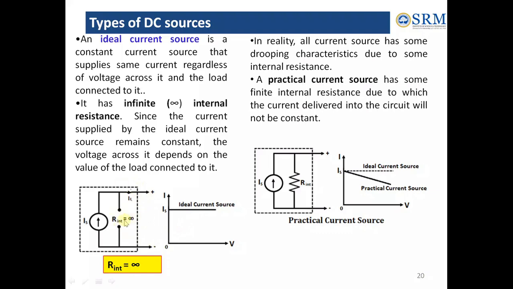So what is the meaning? It has an infinite internal resistance. Since the current supplied by the ideal source is constant, the voltage across it depends on the value of the load.